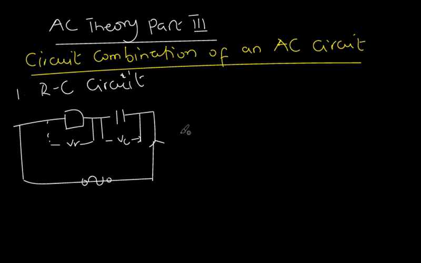Okay, now we need to know that the same current flows through both because they are in series, and we know in series, whether we have two resistors or three resistors, the same current flows through them. So that is a constant.